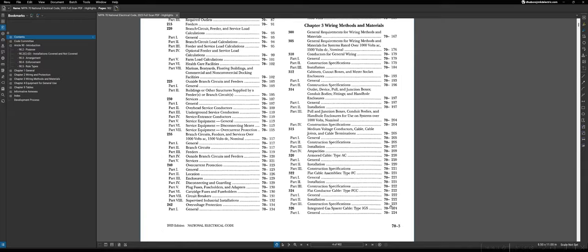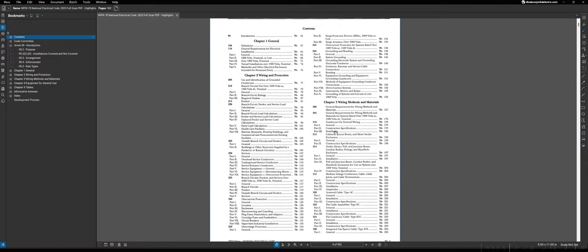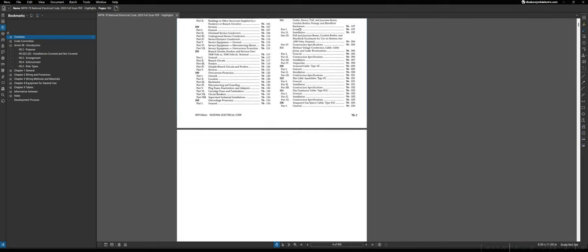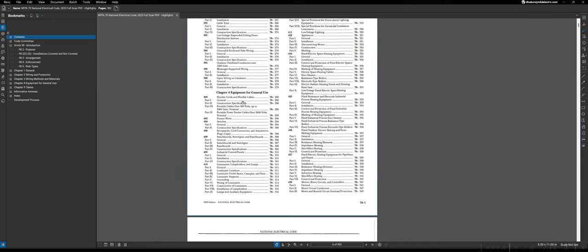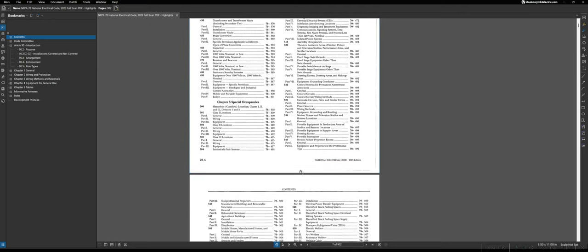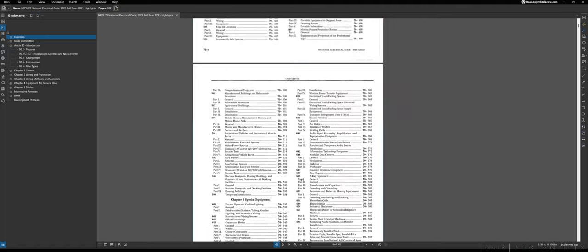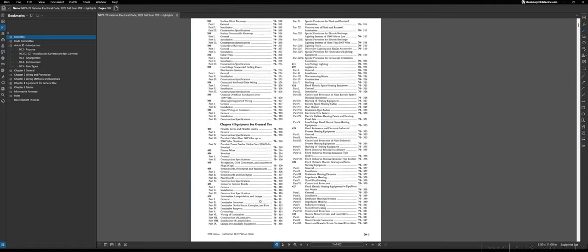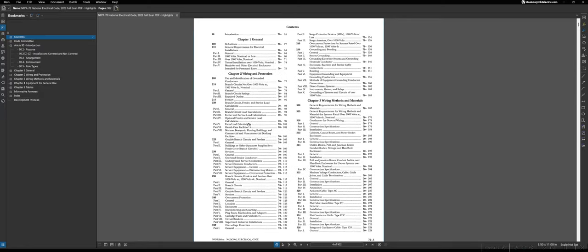So if you were to open to page 3 of your NEC, you would see it starts off with a contents section. The contents are broken down into first an introduction, and then chapters within your book. So we have Chapter 1, General, Chapter 2, Wiring and Protection, Chapter 3. And if we flip on a few pages, we'll see Chapter 4, Chapter 5, Chapter 6, and so forth. So you can use the contents section of the NEC to get a general idea of how it's broken down and what the actual contents of the book are.